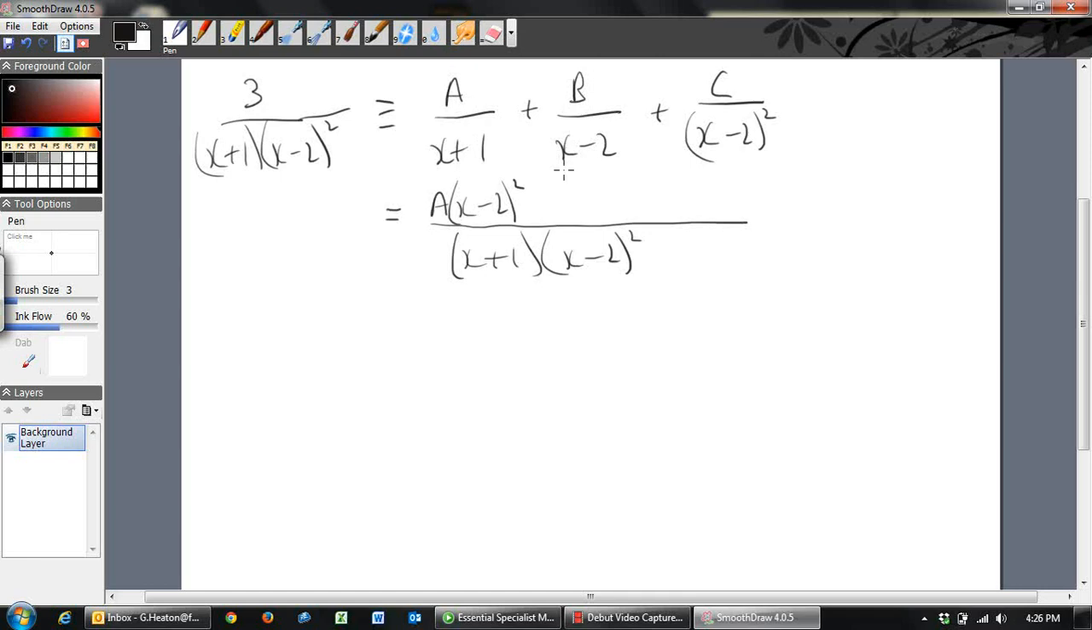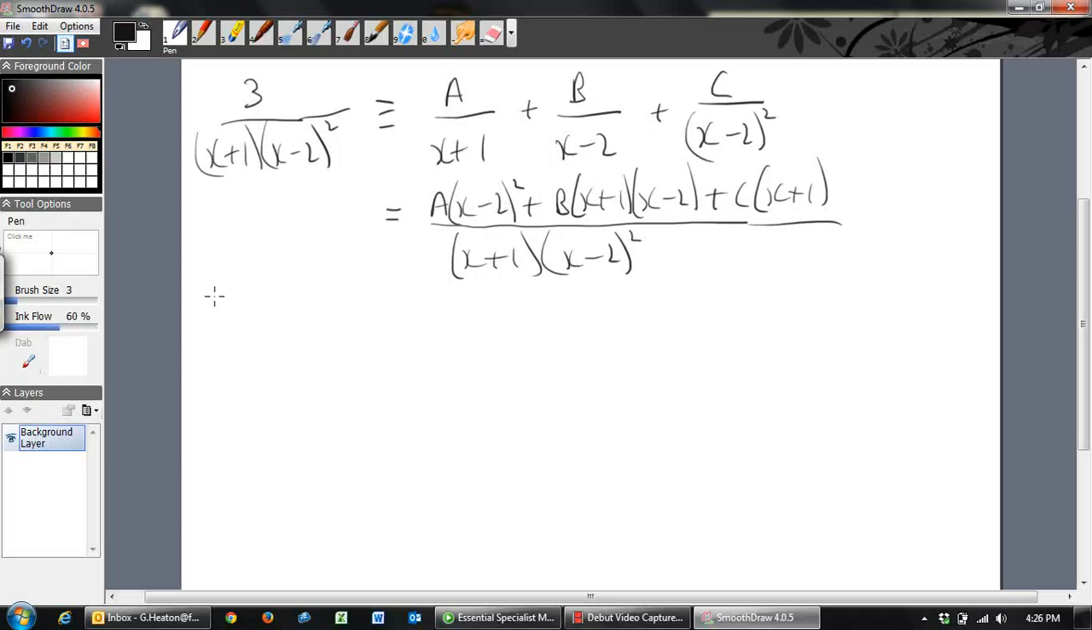Here, for the b, what have we multiplied it by? What have we multiplied b by? Well, the bottom line has been multiplied by x plus 1, but it's also been multiplied by x minus 2. Great. And what about c? The bottom line needs to be multiplied by x plus 1, so I need to multiply the top line by x plus 1, so we get that.